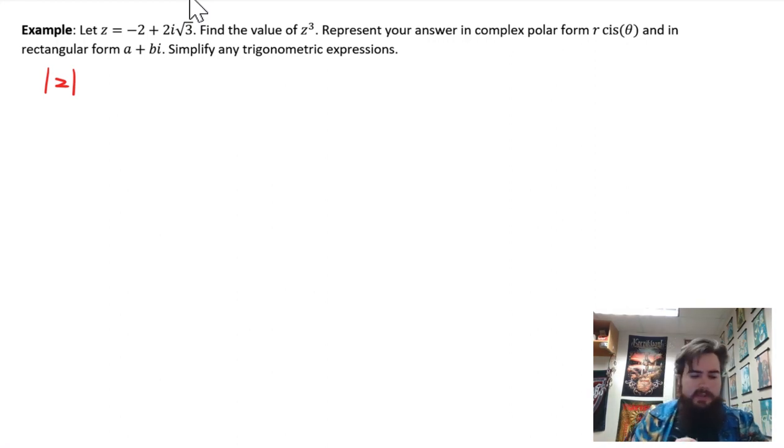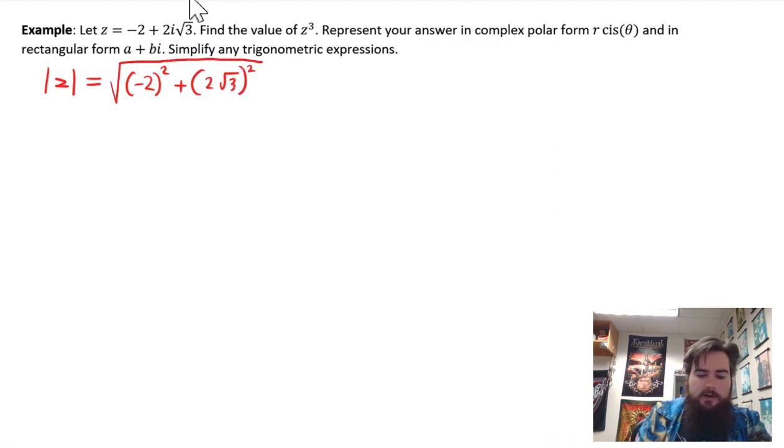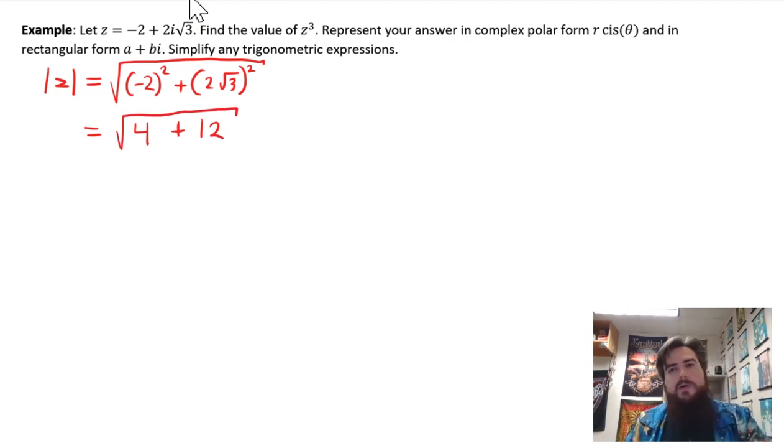First though, let us quickly find z in complex polar form by evaluating the modulus and the argument. The modulus of z here, using the Pythagorean theorem, would be -2 squared plus 2 square root of 3 squared, all under a square root. This one will come out pretty nicely. -2 squared is 4. 2 square root of 3 squared would be 4 times 3, which is 12. 4 plus 12 would be the square root of 16, which is just 4.